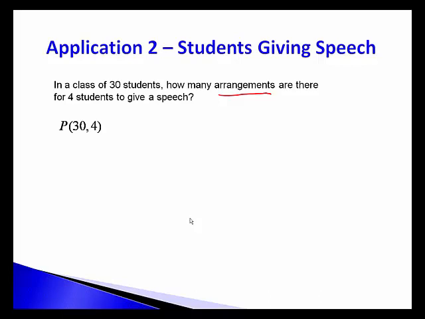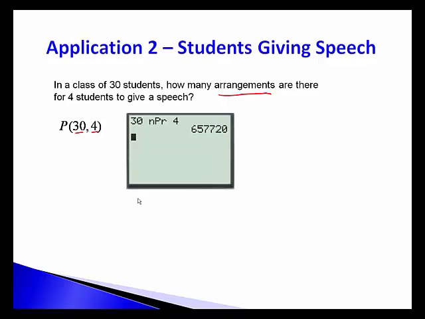Once again, it will be a permutation of how many things taken how many at a time. Well, in this case, it's 30 students taken 4 at a time. 30, permutation, 4, and I get 657,720.